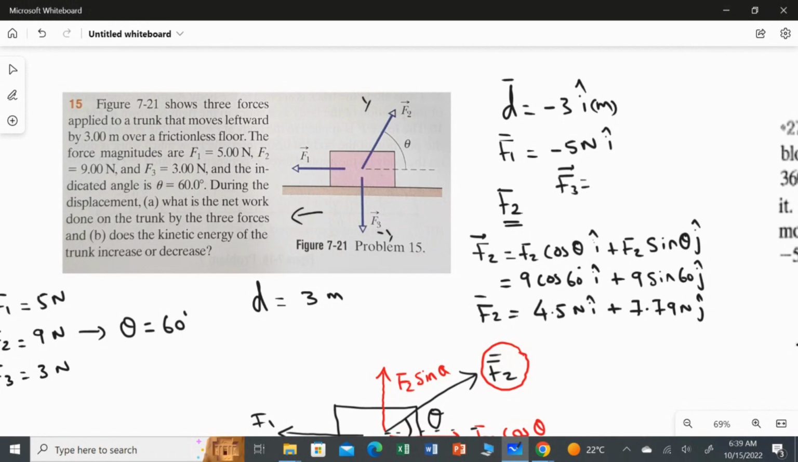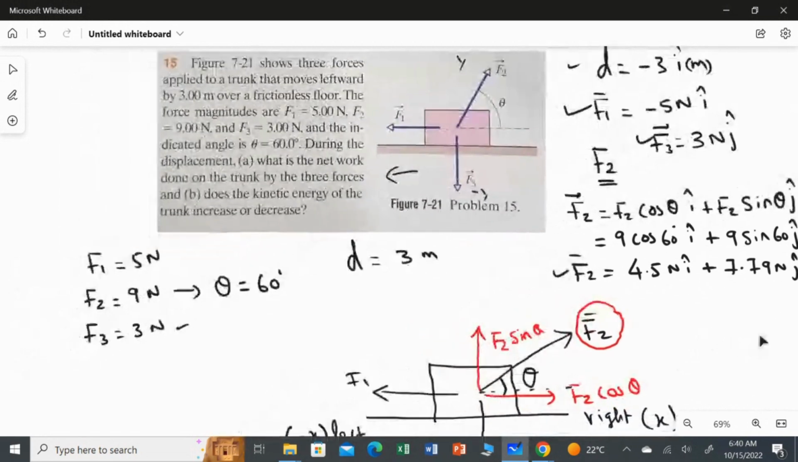Our third force vector equation is given. We know the magnitude of the third force is 3 Newton. So 3 Newton j cap, clear, because it is moving in the y-axis. So we got the vector form of f1, we got the vector form of f2, we got the vector form of f3, and also we change the displacement in terms of vector equation as minus 3 meter I cap. Clear?